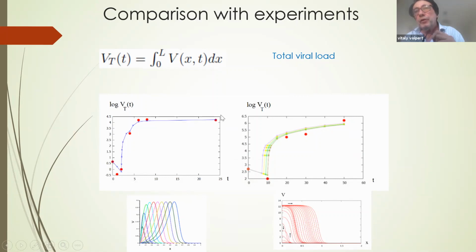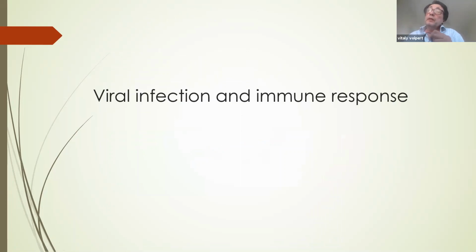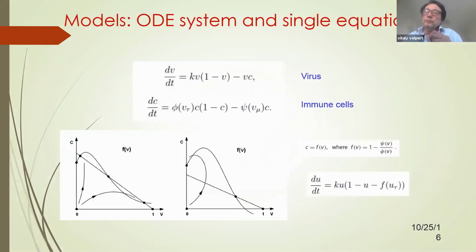And this third stage of infection development corresponds exactly to this wave propagation. And the speed of wave propagation determines virus concentration. So this is about how it happens in cell culture. Another interesting question from the mathematical point of view is equations with a distributed delay, but I will not discuss it today. Yes, so the next step of this modeling, we introduce now immune response.